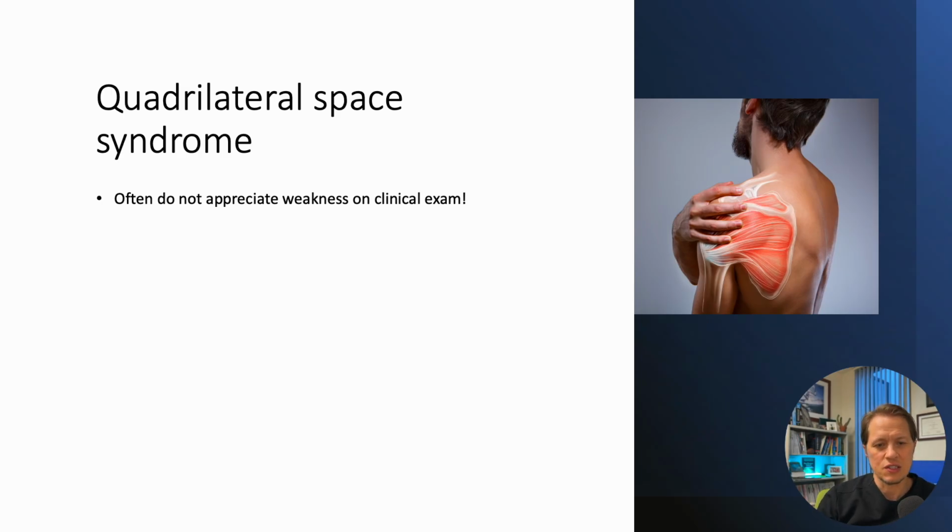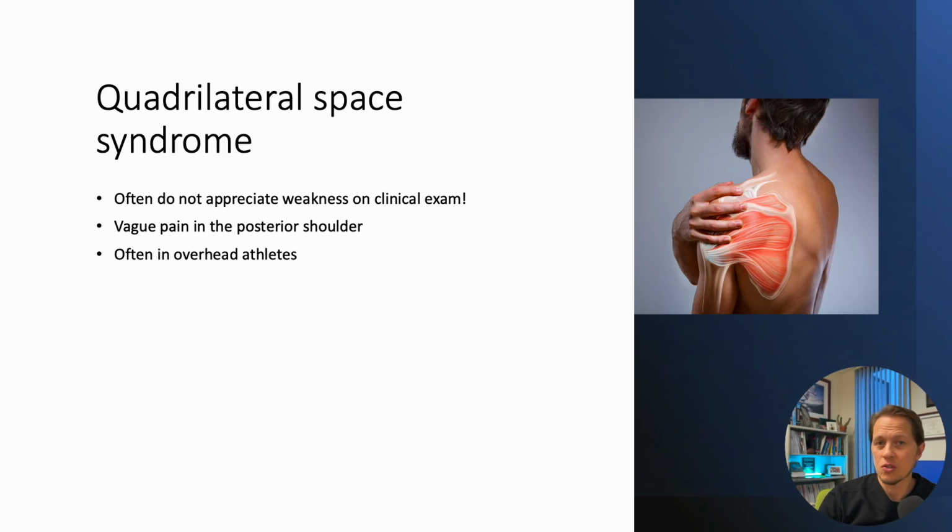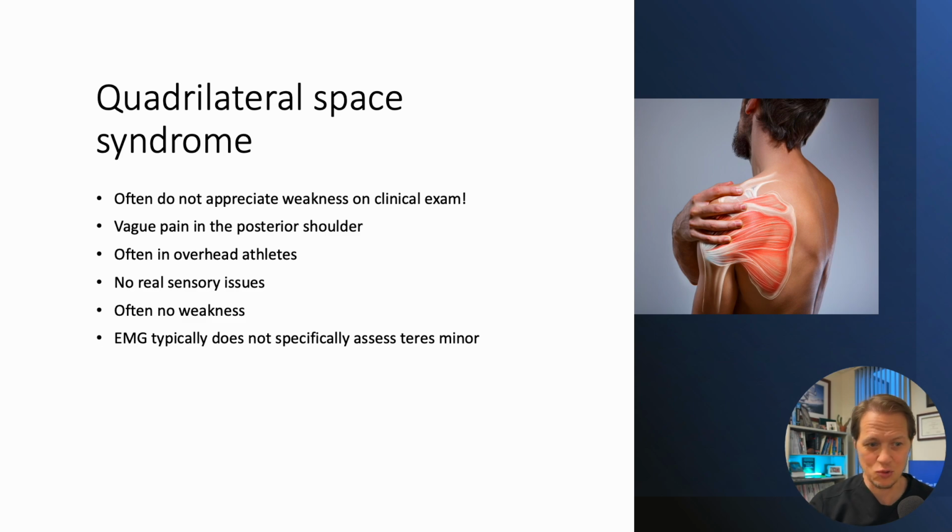So again, physical exam is usually normal. The problem's back here, but it's just not picked up. It's a vague pain in the posterior shoulder, overhead athlete. So if you're thinking about it on your history, you can be aware of it. You don't really get any sensory issues. So again, physical exam is going to be pretty normal. No weakness. Physical exam is normal.